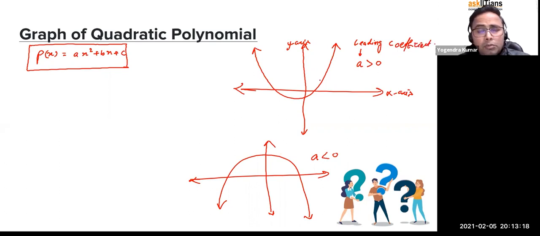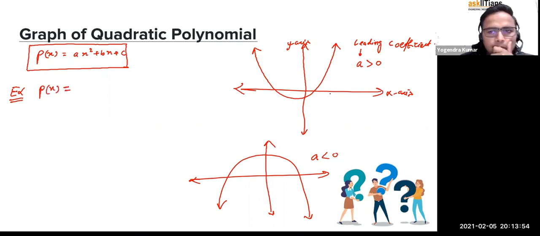So all the quadratic graphs are going to be like this. Yes, all the polynomial graphs are like the, no, that's not correct. Quadratic graphs are going to be U shape up or U shape down, right? Depending on the a value, the leading coefficient. Okay, if you want to observe an example, let me take one example. What example can I take here?